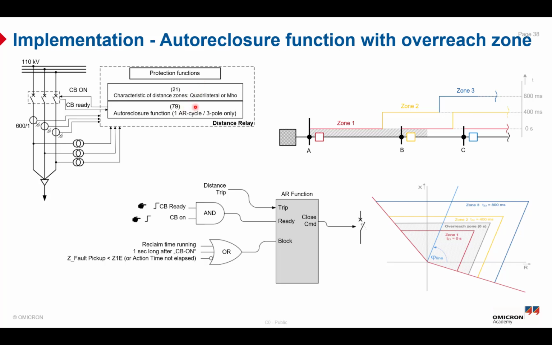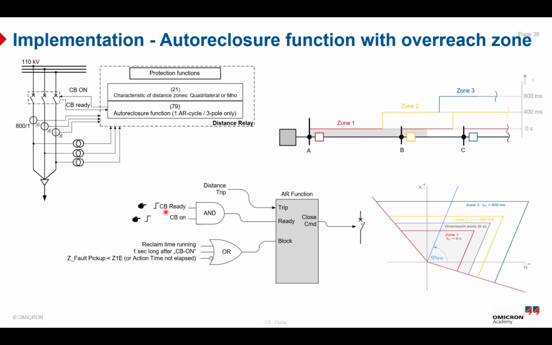79 here is the ANSI code of the auto-reclosure function for a single AR cycle and 3-pole tripping mode. There are also some binary inputs to take the status of the circuit breaker, such as circuit breaker on, circuit breaker off, circuit breaker ready, and many more. So here is the logic of the AR function. The trip will be used with the distance trip, and here is the ready signal, which is taken by an AND gate with the circuit breaker ready and the circuit breaker on.